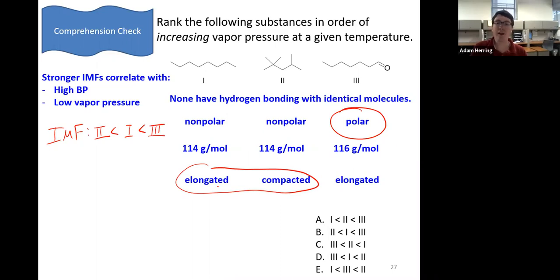However, we're wanting to rank these in terms of increasing vapor pressure. And we know that high intermolecular forces means low vapor pressure. So to rank them in terms of their vapor pressure, we would have the reverse.